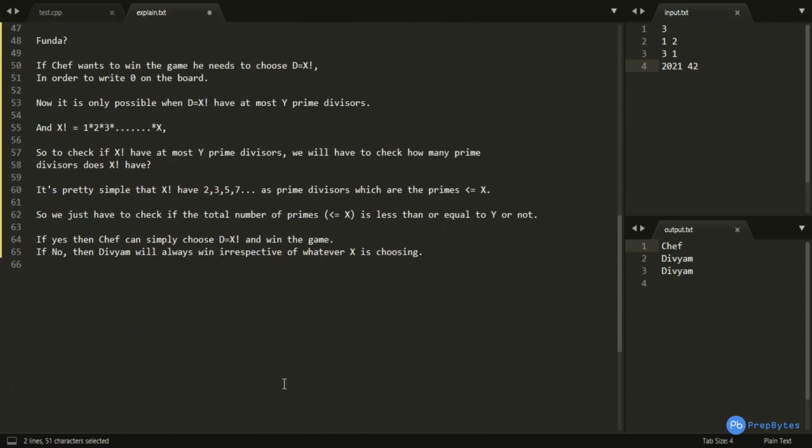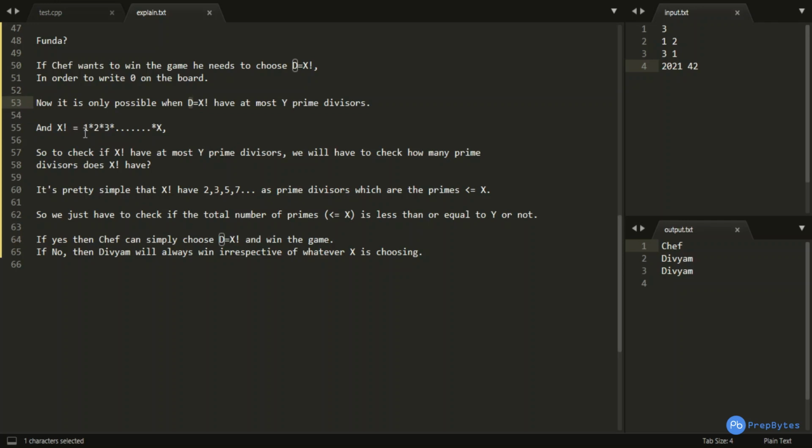What is my funda? It is a really simple funda that if chef wants to win the game, he needs to choose d equal to x factorial in order to write 0 on the board. Because if he chooses d equal to x factorial, then x factorial would be subtracted from the number written on the board, which is again x factorial. So chef would be writing 0 on the board and thus winning the game. This is only possible when d equal to x factorial has at most y prime divisors, which is my condition. Then only chef can choose d equal to x factorial.